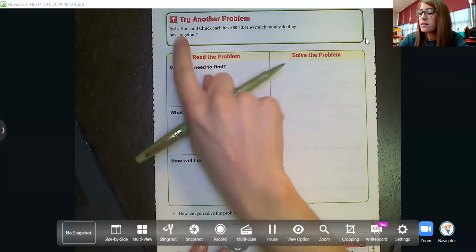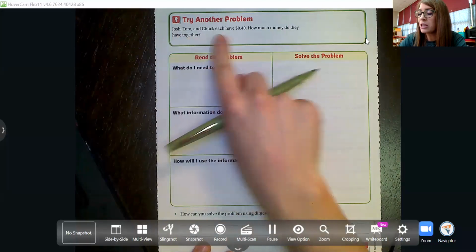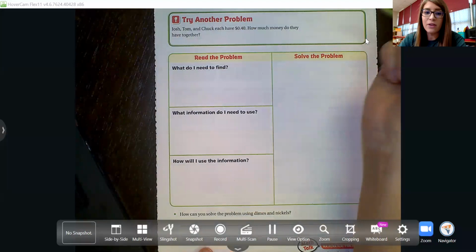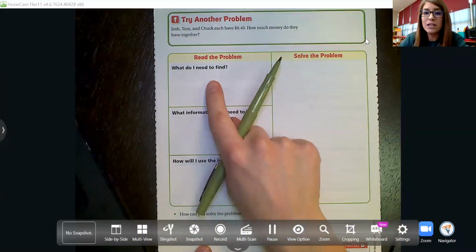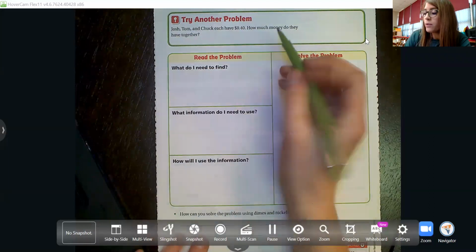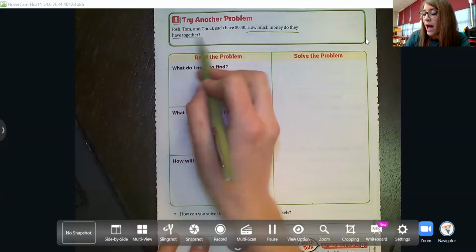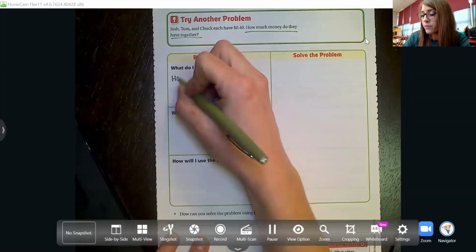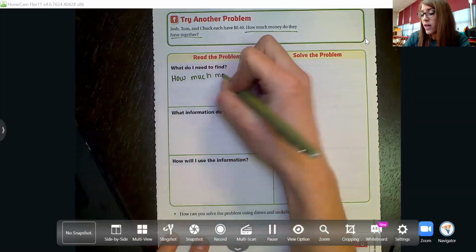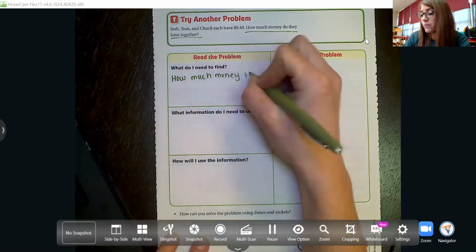All right, so it says Josh, Tom, and Chuck each have 40 cents. How much money do they all have together? All right, so what are we needing to find? What question are we having to answer? Right, we need to know how much money they have together.